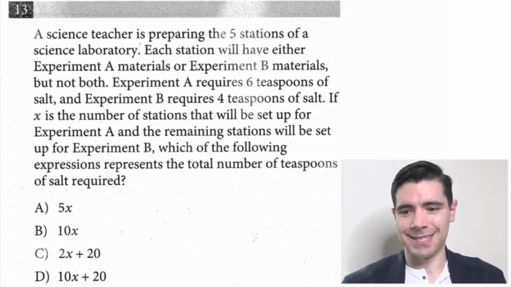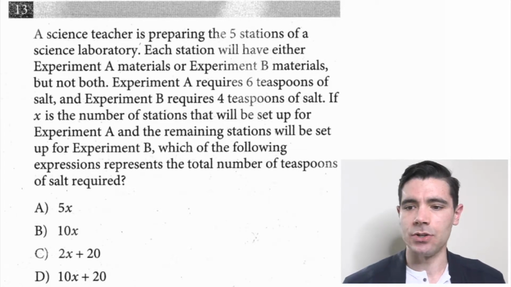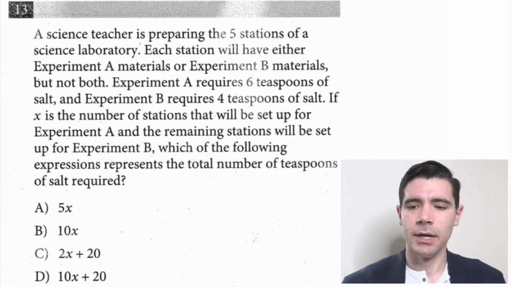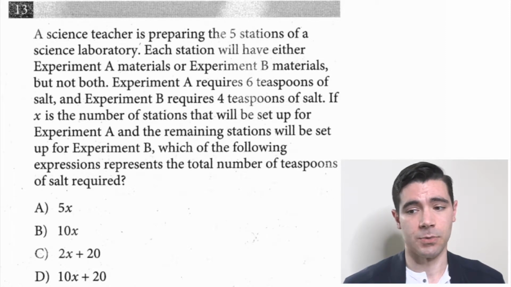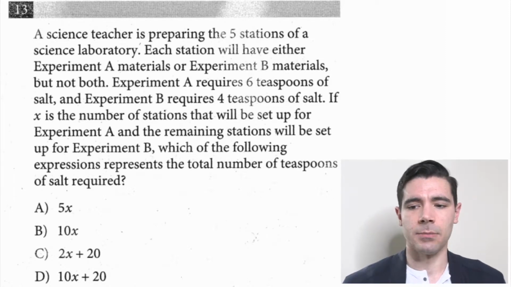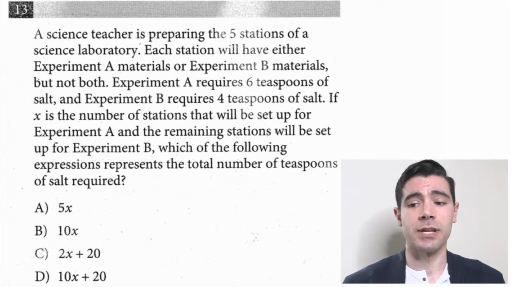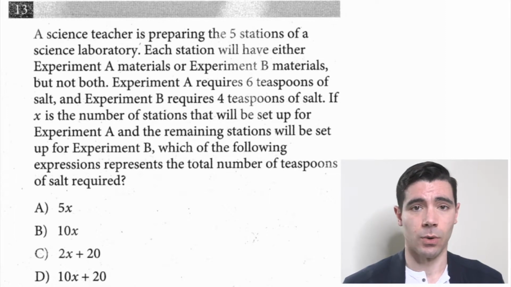It reads, a science teacher is preparing the 5 stations of a science laboratory. Each station will have either experiment A materials or experiment B materials, but not both. Experiment A requires 6 teaspoons of salt, and experiment B requires 4 teaspoons of salt. If X is the number of stations that will be set up for experiment A, and the remaining stations will be set up for experiment B, which of the following expressions represents the total number of teaspoons of salt required?